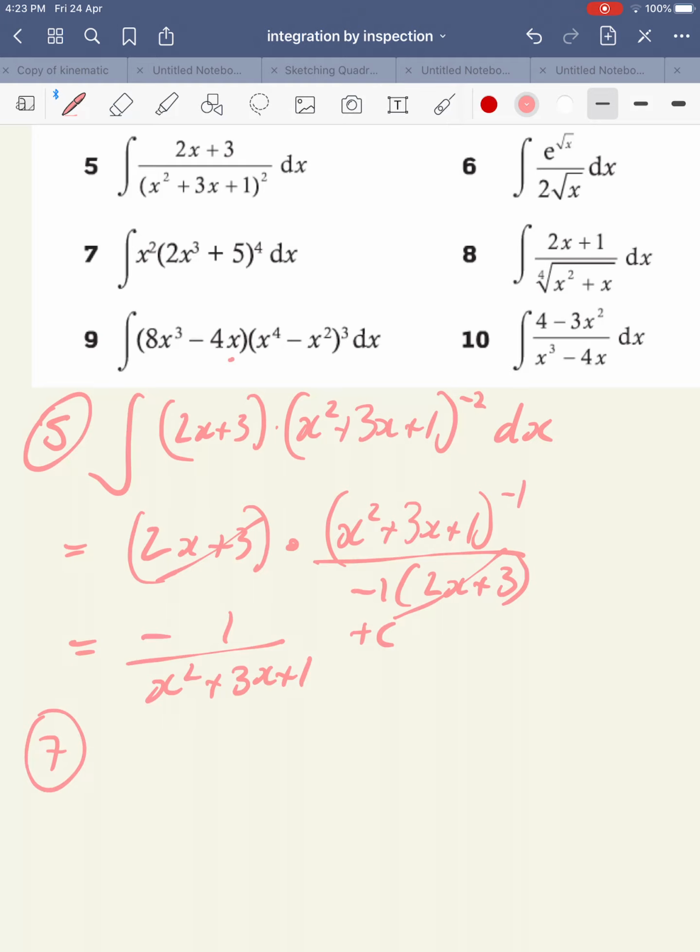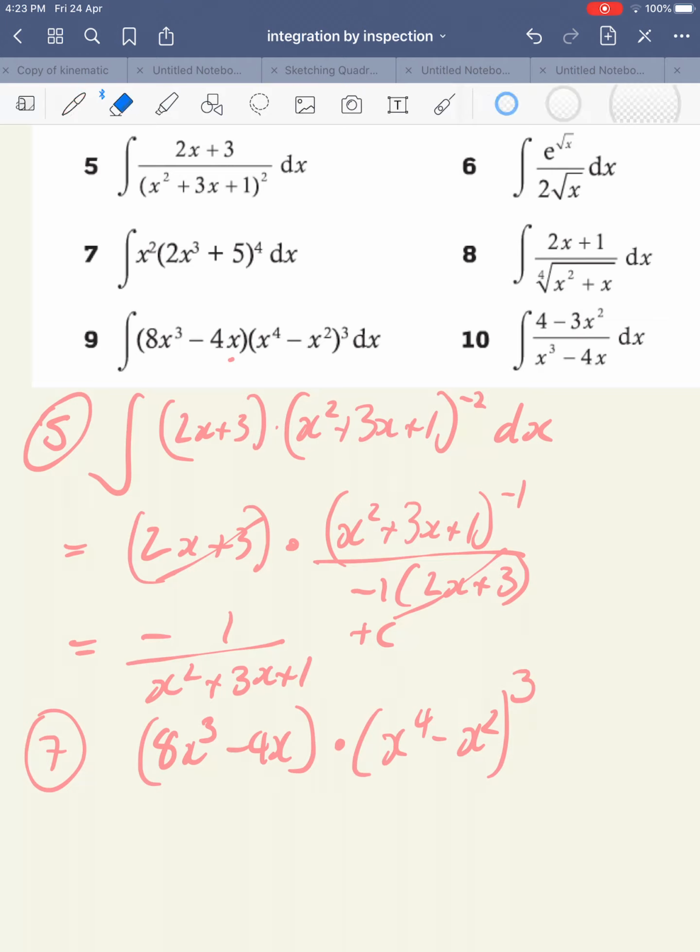I can just go straight for this, I think. You know, the answer is the 8x cubed minus 4x. We'll leave that where it is, and that's times the x to the 4 minus x squared cubed, but then we increase the power by 1, to 4, divide by the new power, 4, divide by the derivative, 4x cubed minus 2x, okay?